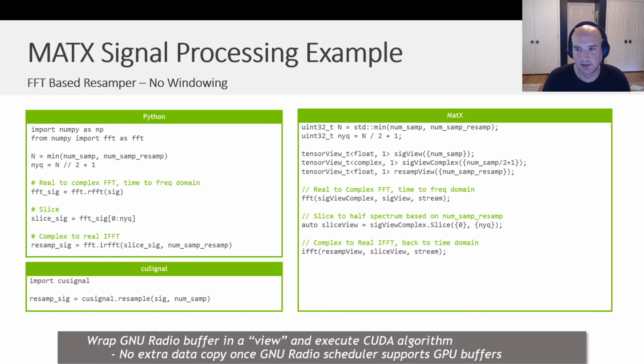And so what this library looks like is this is an example of just a very, very simple FFT-based resampler. On the left is what Python looks like, and on the right is MatX, right? So we have these tensor views, but then essentially we just call an FFT, we slice, and we do our IFFT. So one of the things that the GNU Radio community could do is to wrap a GNU Radio buffer into one of these views to execute a CUDA algorithm. So we have no additional data copy once the GNU Radio scheduler supports these GPU buffers.